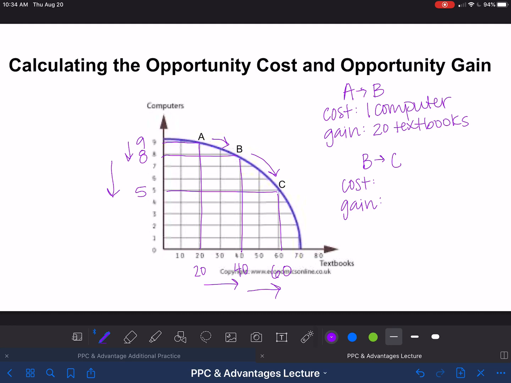So what was the cost of changing production from B to C? Well, that's 3 computers. And then what's the gain? The gain is 20 textbooks.